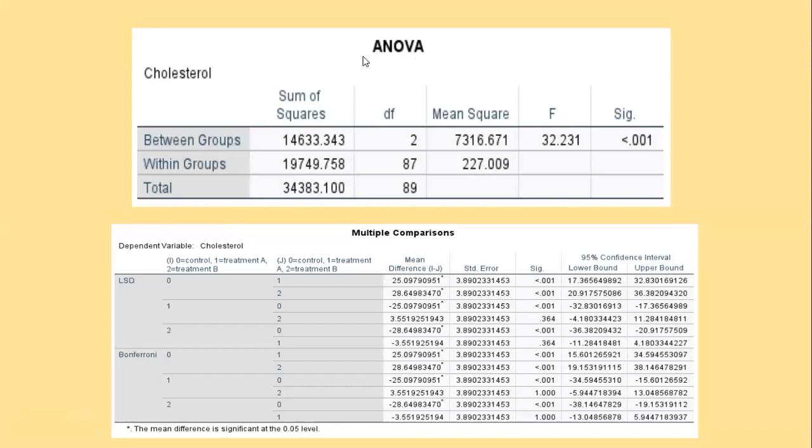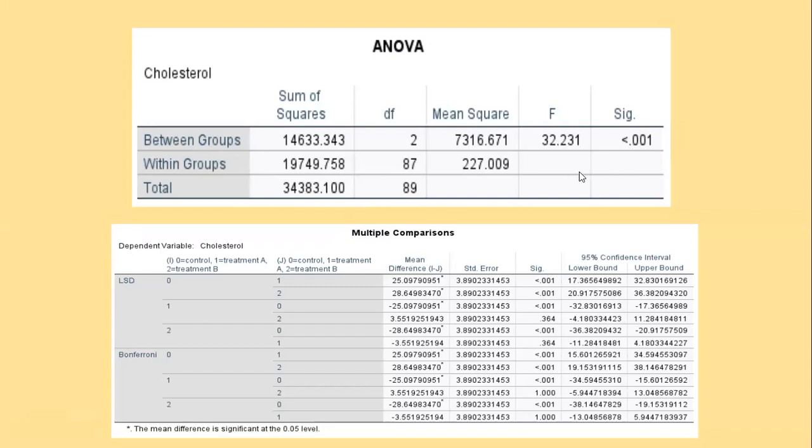Then here we run the ANOVA in order to see if there is a significant difference between the means, between the three means in general. And we look here into the p-value, which tells us the significance level. And here we can see the p-value is less than 0.01.